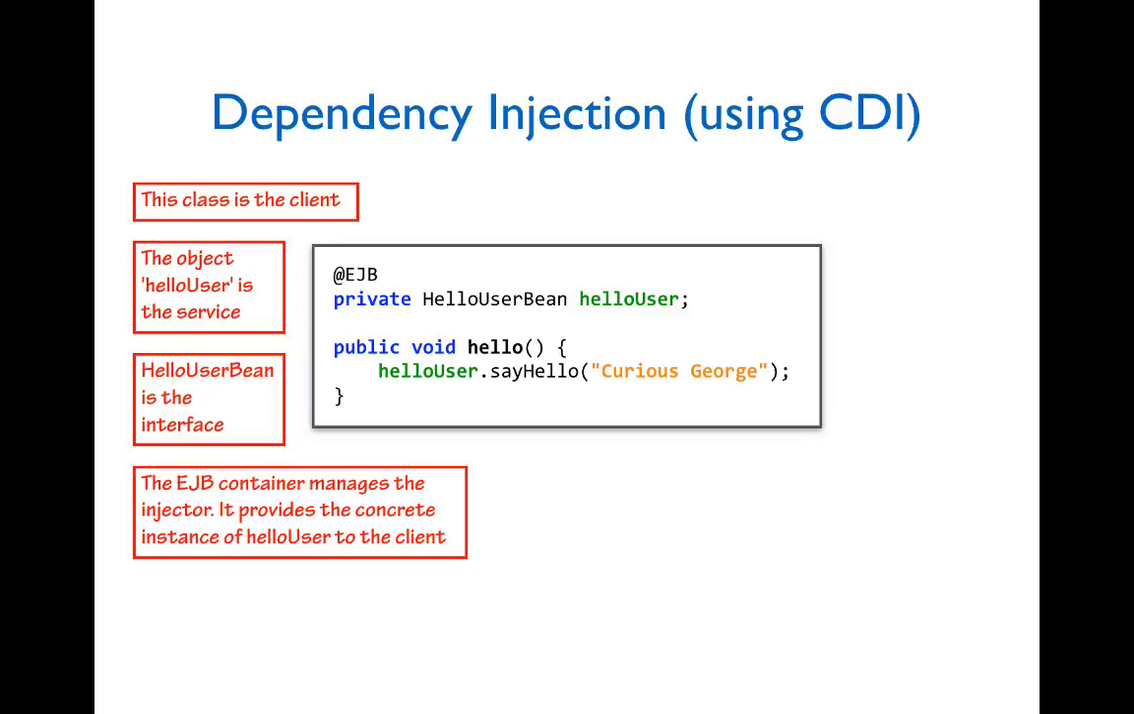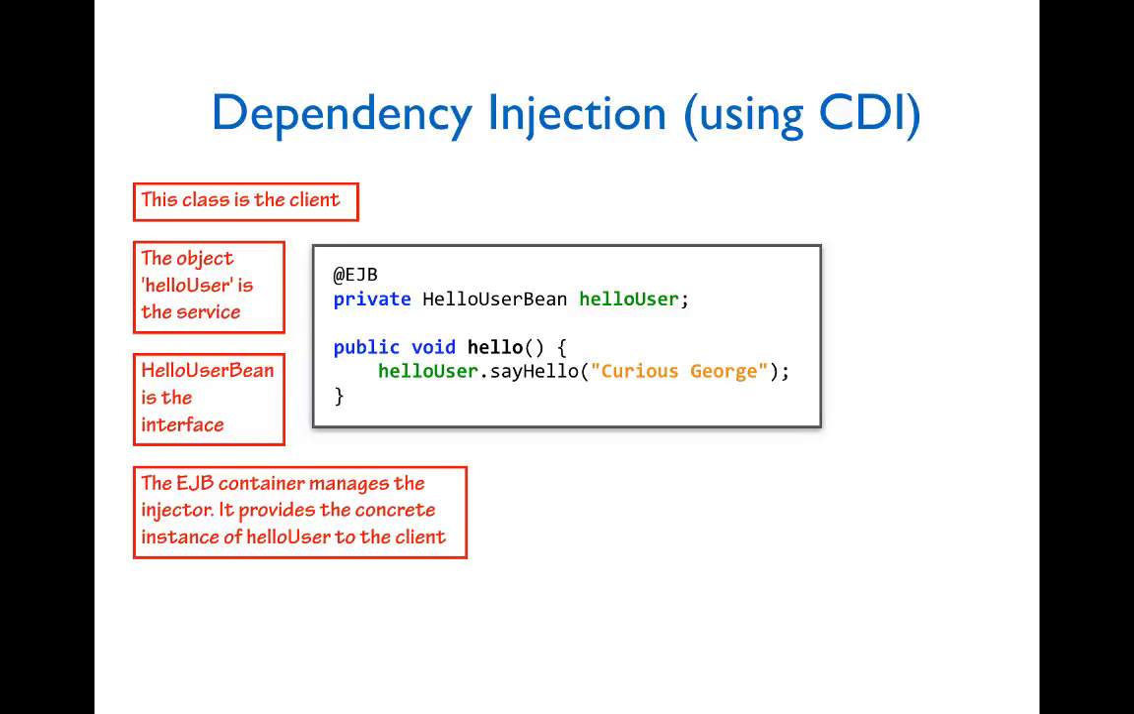We know this because of the @EJB annotation on the instance variable. The EJB container will provide an instance of this client class with an appropriate HelloUserBean object that implements the sayHello method. Notice that the variable HelloUser is never initialized in this code. Often, instance variables are initialized in the constructor, but in this example, the variable is not initialized in the constructor.